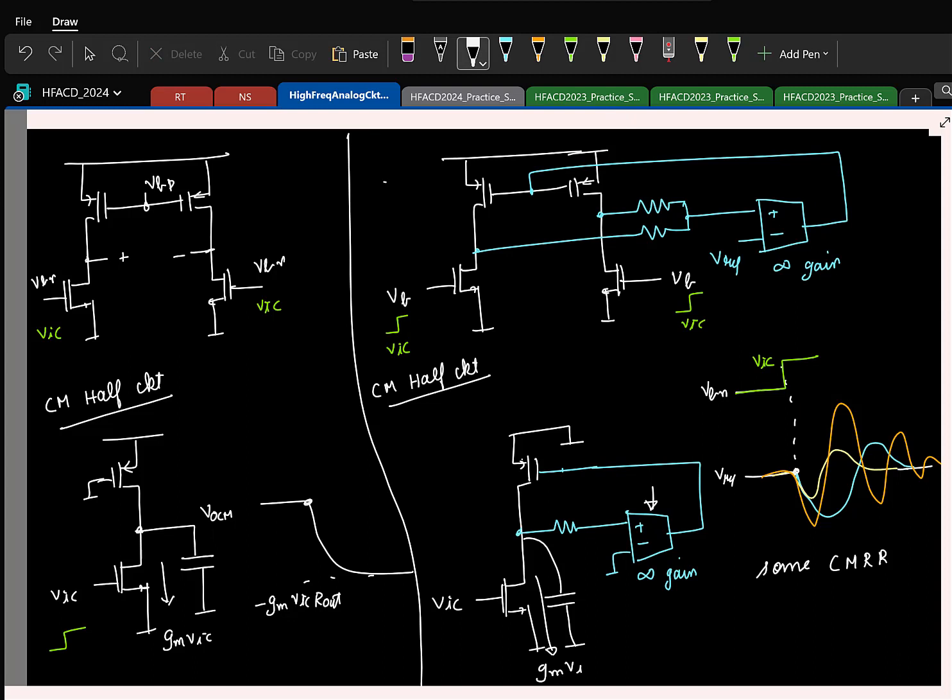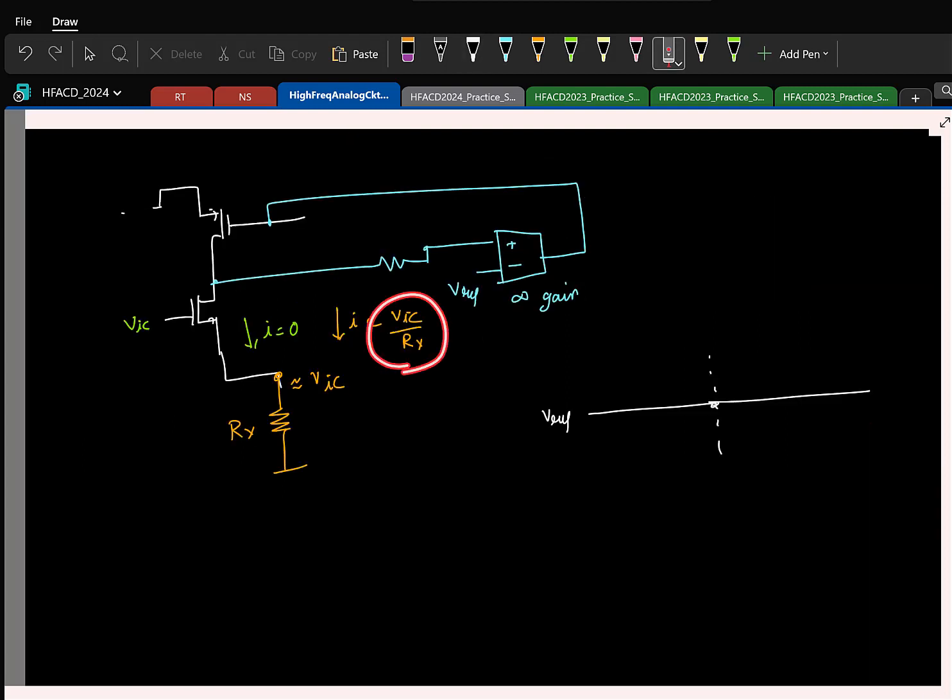Gm times VIC. But here, in this case, the current is much smaller. So here also, because the current is not 0, when you apply a change in the input, you'll have a small change in the output. But the common mode feedback loop will kick in and immediately suppress it. Whereas if you didn't have this, if this was short, which means you didn't have this current source, then this would have basically gone to a large value, because the incremental current was much larger.